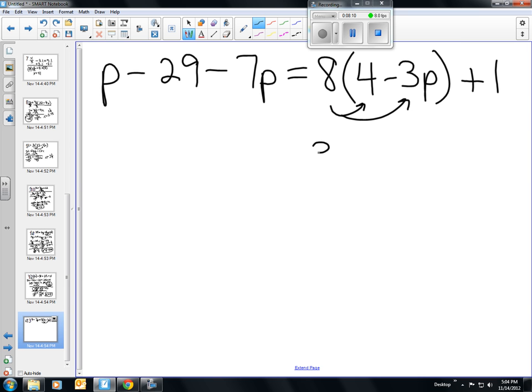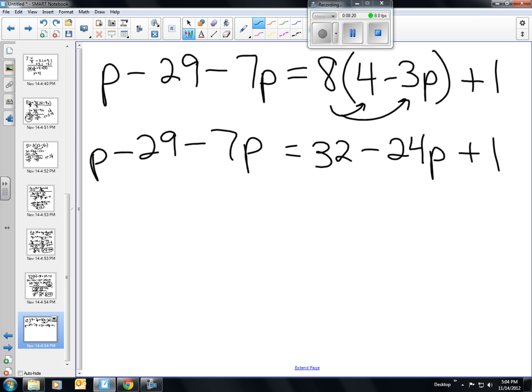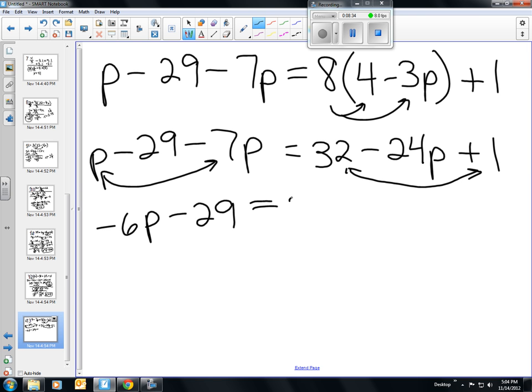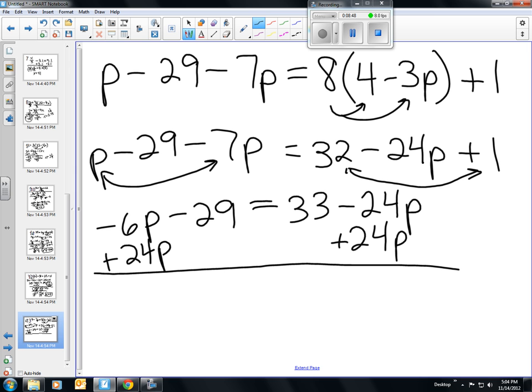We would use the distributive property, so you get 32 minus 24p plus 1, and then p minus 29 minus 7p. And then we need to actually simplify both sides of the equation here. So we take p minus 7p, which would be -6p minus 29 equals, and then here we're going to simplify the 32 and the 1, so we're going to say 33 minus 24p. And then we want to get the p's together on one side of the equation, so I'm just going to add 24p to both sides here. Over here we're going to get 0, and then on the left side of the equation you're going to get 18p minus 29 equals 33.